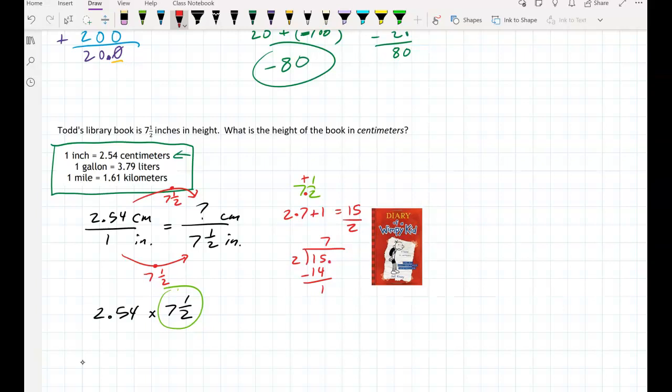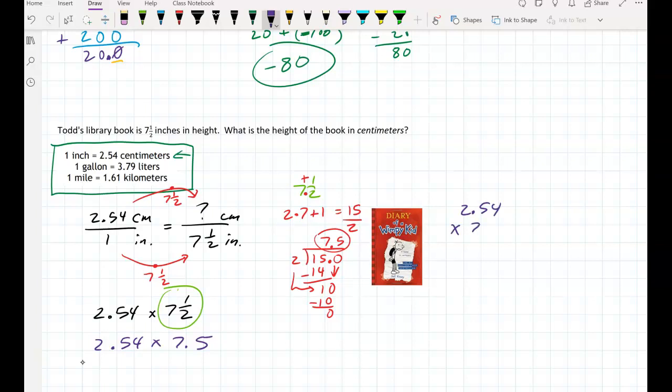I have a remainder, so I'm going to tack on a decimal, bring that decimal up here into my quotient, add a 0, and bring it down. And now, because I brought a number down, I divide 2 into 10. 2 goes into 10 5 times. And 2 times 5 is 10. I subtract, I get 0. So 7 1/2 is 7.5. And you probably could have figured that out a different way, but this is what we're doing. So that means I'm going to multiply 2.54 times 7.5, and I'm going to do that work over here on the other side of my book.